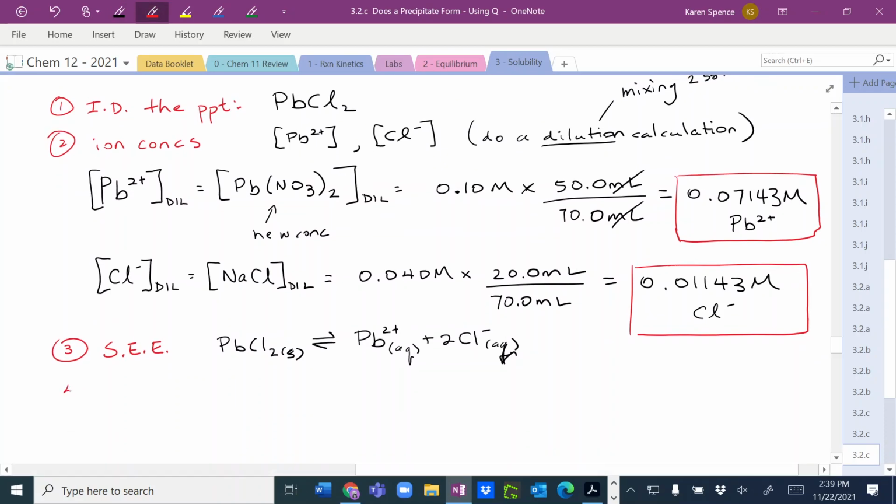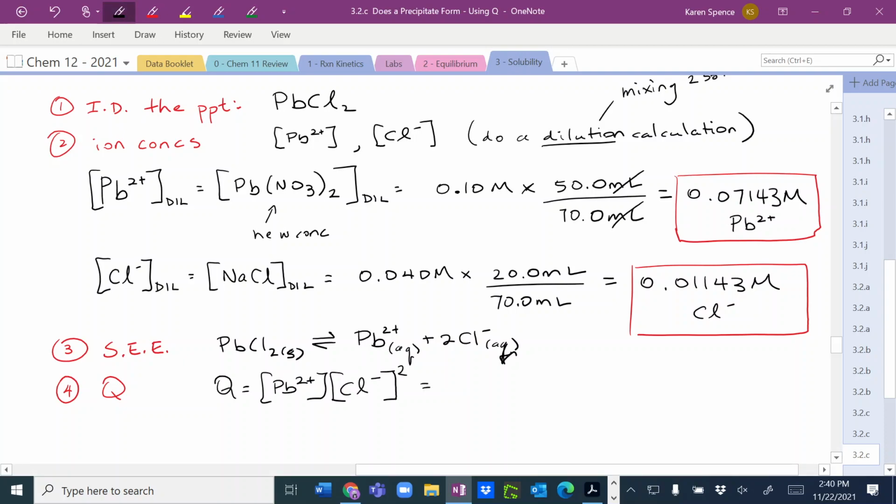What comes next? Q, it's a will-it-precipitate-form question. If it's a will-it-precipitate-form question, that is a Q. Okay, so our Q is equal to the concentration of lead times the concentration of chloride squared. Can't forget the squared. There we go.